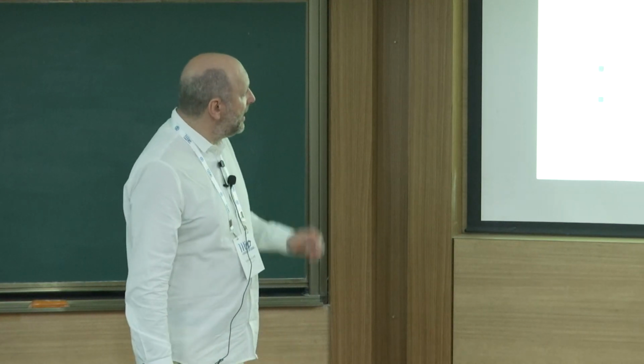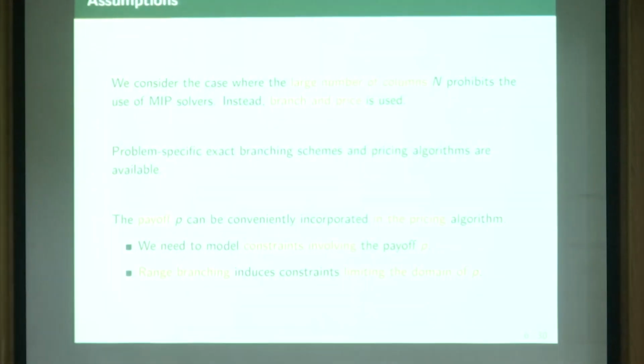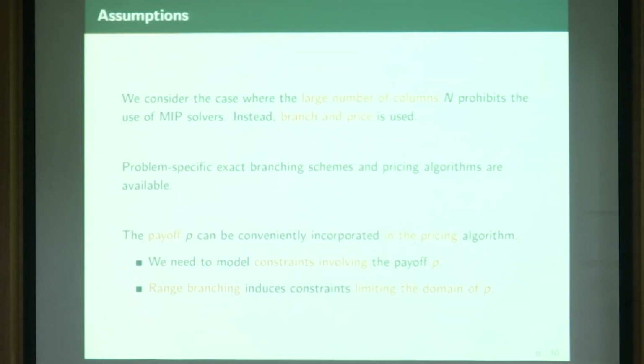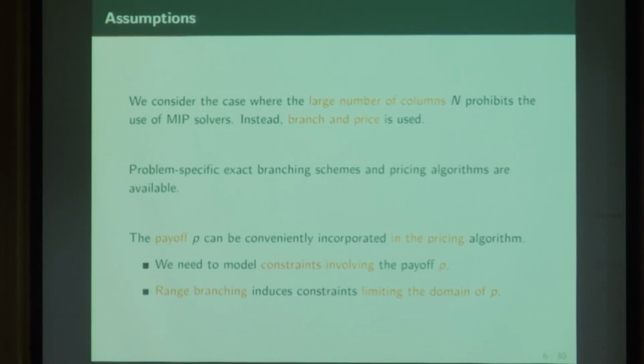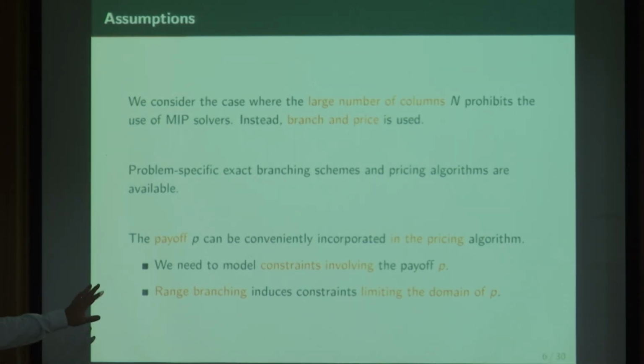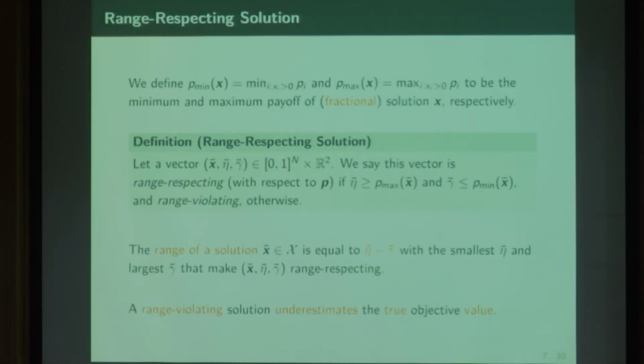Yes. So now, the assumption here is that we have a large number of columns, and so the method of choice for solving this problem is going to be branch and price. So you are generating columns at every node of the LP relaxation. And we're also assuming, which is not too restrictive, that we are able to modify our pricing algorithm or branching scheme in order to take this situation into account. So the P of P can be conveniently incorporated into the pricing. We need some constraints involving this, and I will be specific in a second.